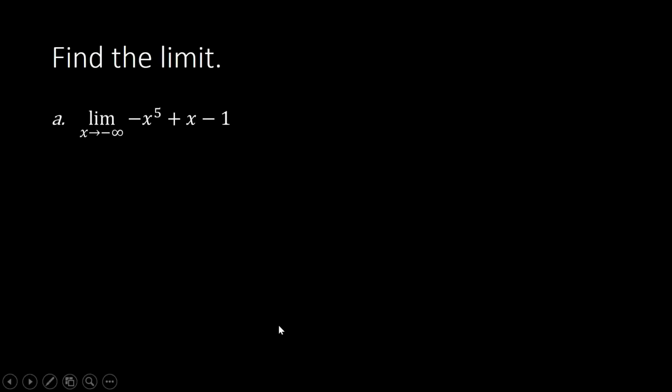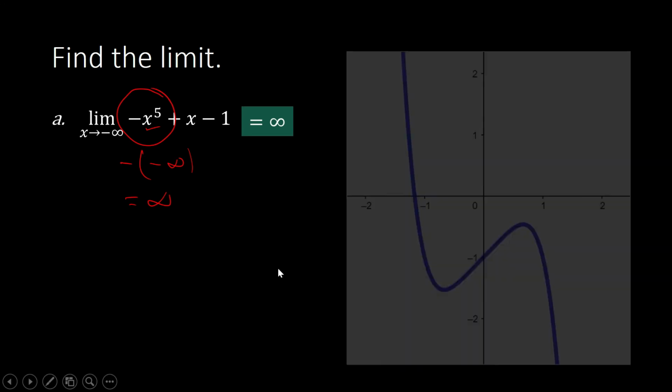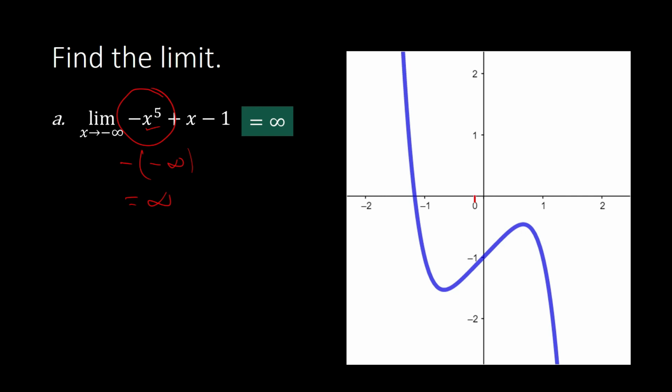How about this one? So the leading term here is this, and we take the limit of that as x approaches negative infinity. Look at that. X to the fifth as x approaches negative infinity is negative infinity. Okay? But that is preceded by a minus sign. So this is equal to positive infinity. Let us see what the graph says. When x approaches negative infinity, our function goes to infinity.